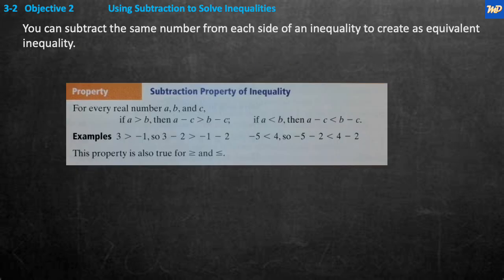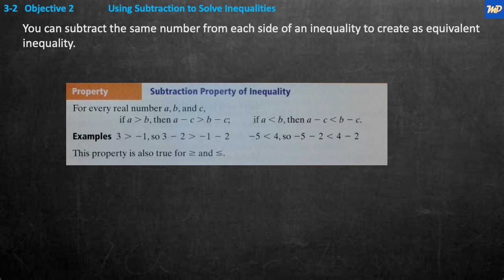Okay, objective 2. Now we're going to use subtraction to solve inequalities. So it says here, you can subtract the same number from each side of an inequality to create an equivalent inequality. And here's our property listing, this description of the subtraction property of inequality. The last time we had the addition property of inequality. This is the subtraction property of inequality.